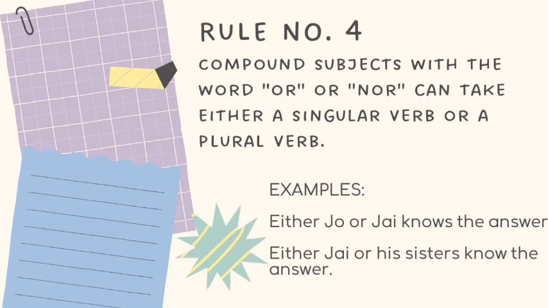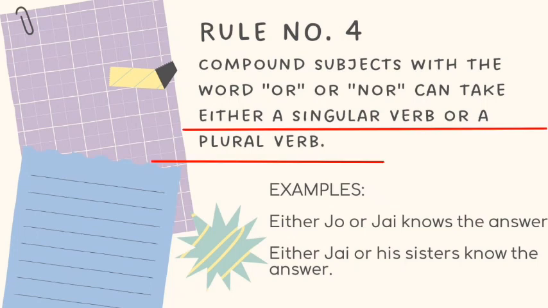So the rule number 4, if the number of the subject closest to the verb is singular, use a singular verb. And if the number of the subject closest to the verb is plural, use a plural verb. So in the first example sentence, either Jo or Jay knows the answer. The compound subject connected by the word or is Jo or Jay. Jay is the subject closest to the verb, so we should use the singular form knows. Either Jo or Jay knows the answer.